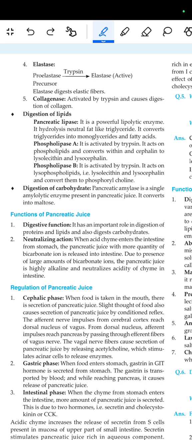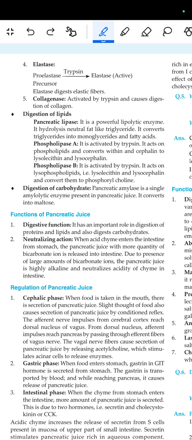डाइजेशन ऑफ द लिपिड. पैनकैटिक लाइपेज, it is a powerful lipolytic enzyme. It hydrolyzes neutral fat like the triglyceride. It converts the triglyceride into the monoglyceride and the fatty acid. Phospholipase A. It is activated by the trypsin. It acts on the phospholipids and converts lecithin and cephalin to the lysolecithin and the lysocephalin.